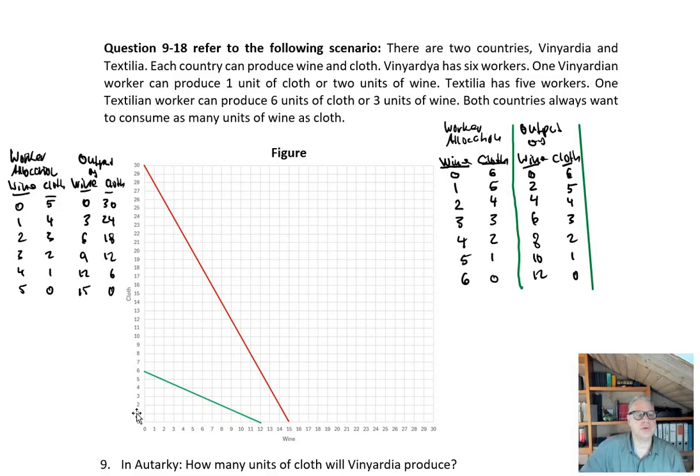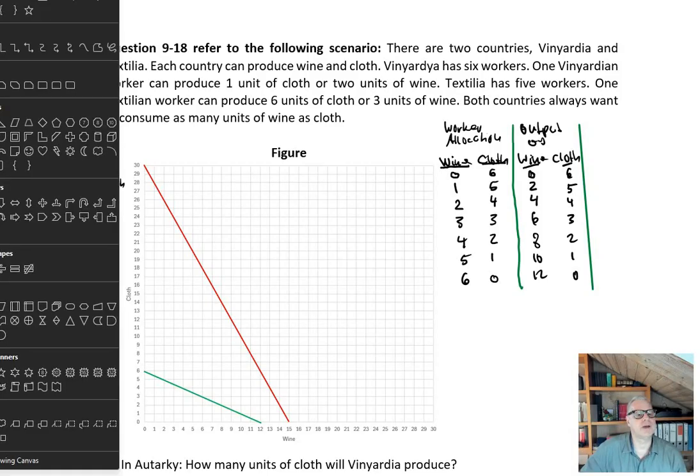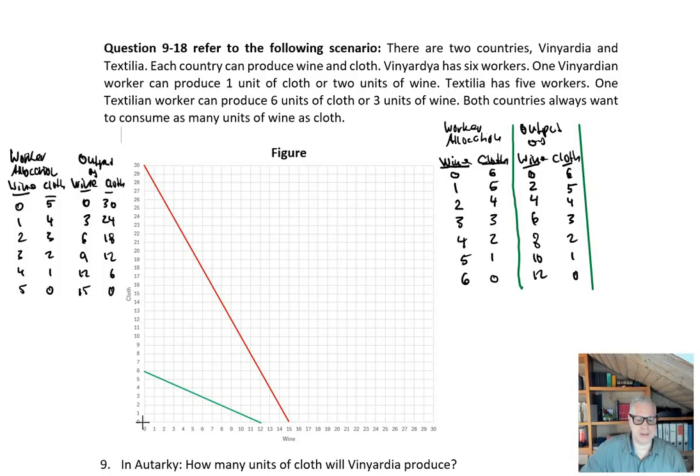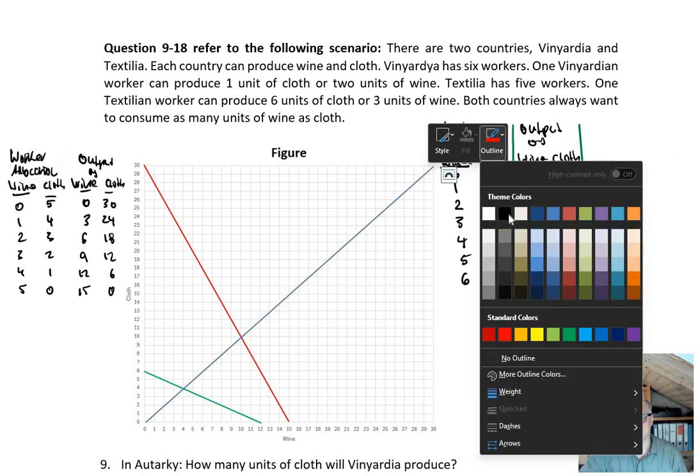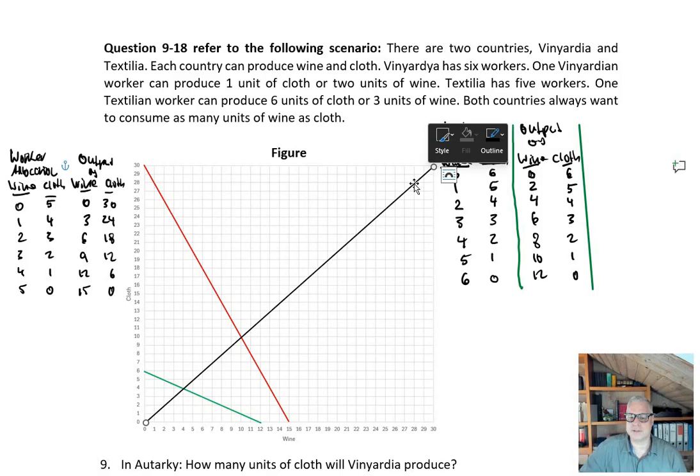Okay, last thing, we want to do a 45-degree line. So that 45-degree line captures the idea that they always want to consume as many units of cloth as they want wine. So it's the same as in the problem set. And maybe let's dash it again.